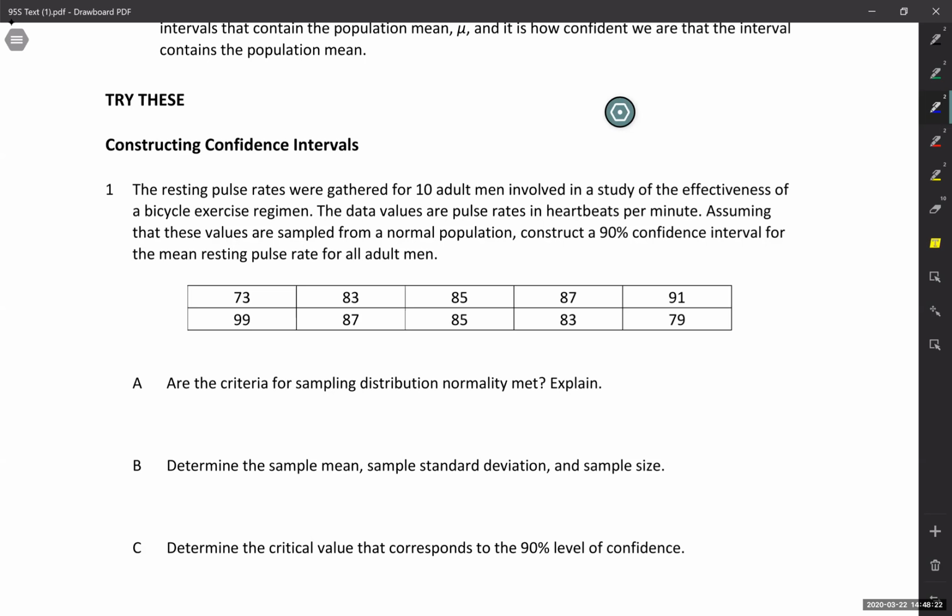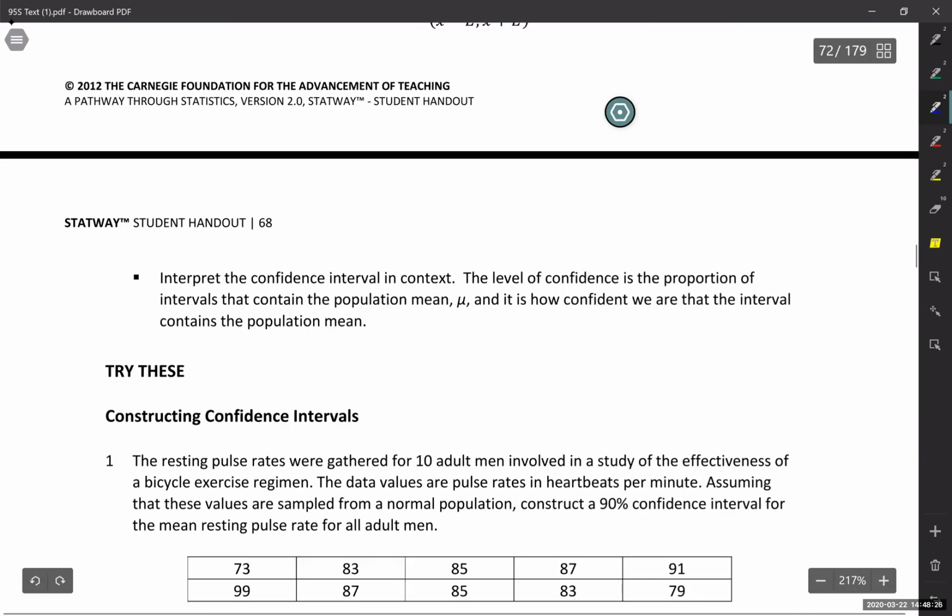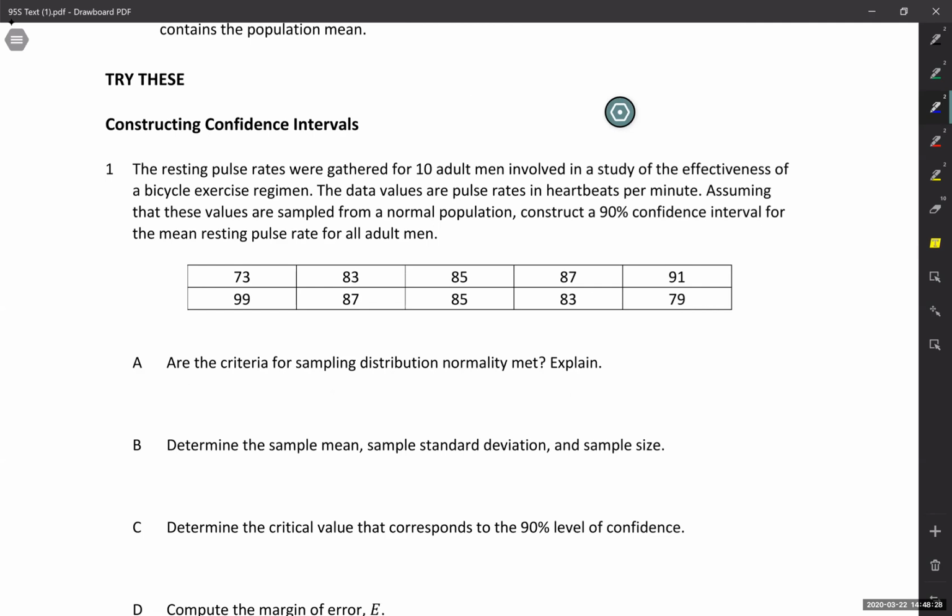Okay, so here we have, in case I went too fast, we're on page 68 now. Constructing confidence intervals. And so we have this information for 10 adult men, and we're given their pulse rates in heartbeats per minute. And so we're going to construct a 90% confidence interval.